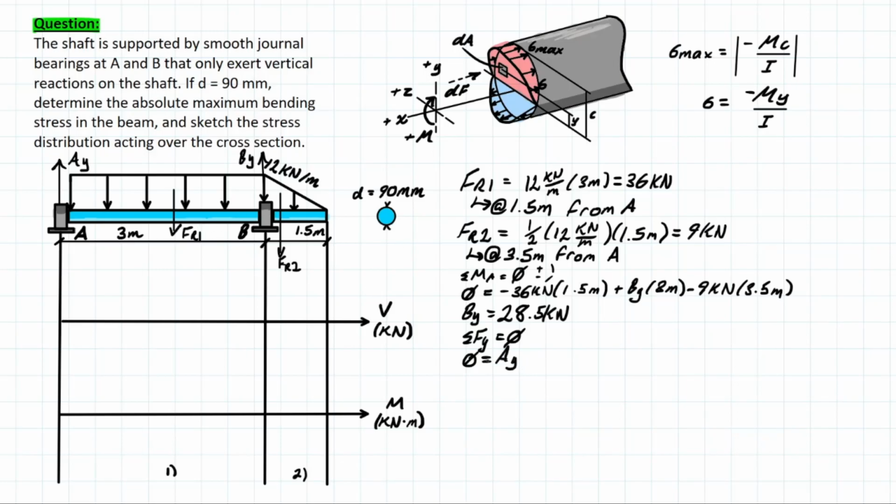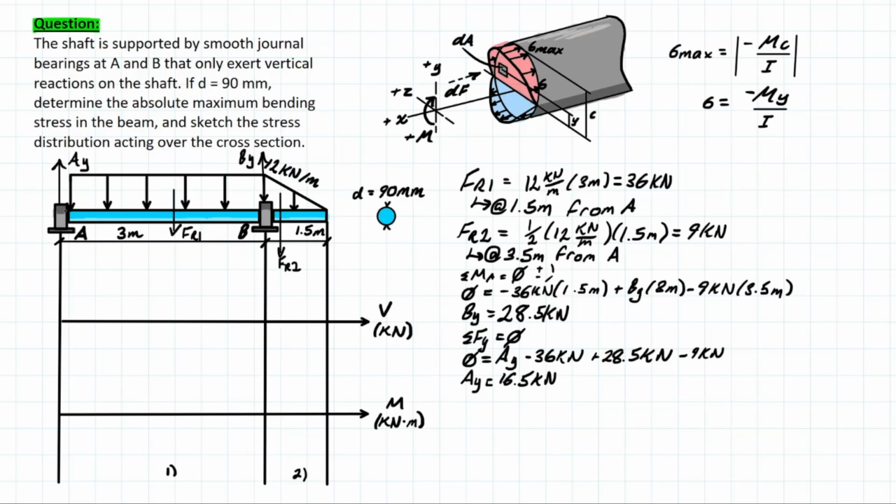We have the FR1, which is acting downwards, so negative 36 kilonewtons. We have By, which is solved for as positive 28.5 based on the way we've drawn it. And we also have the negative 9 kilonewtons for the triangular distribution. Solving for Ay, we are simply left with 16.5 kilonewtons. Now we do the fun part where we start plugging in these numbers onto our shear force diagram.